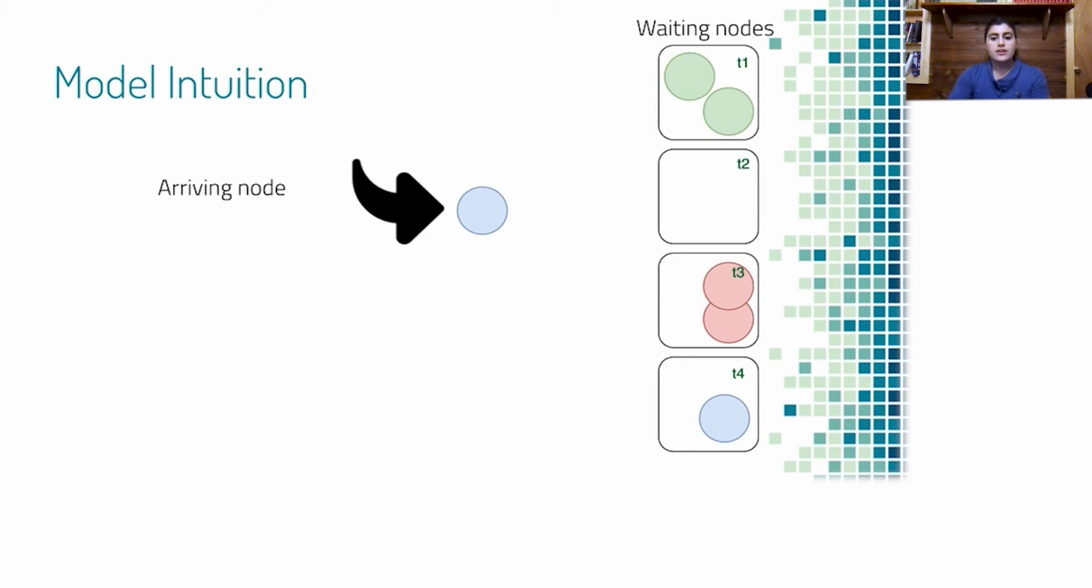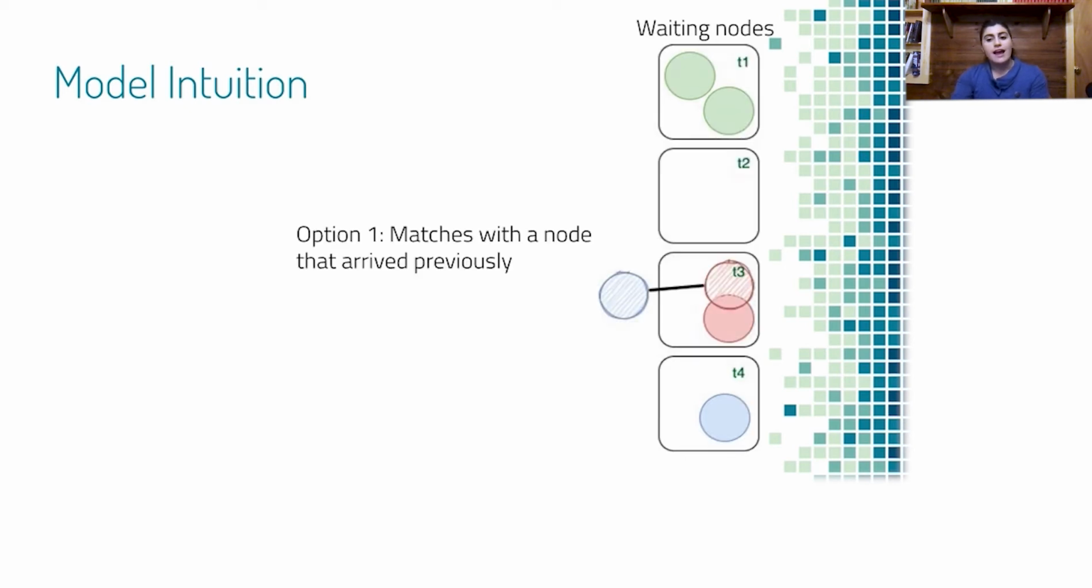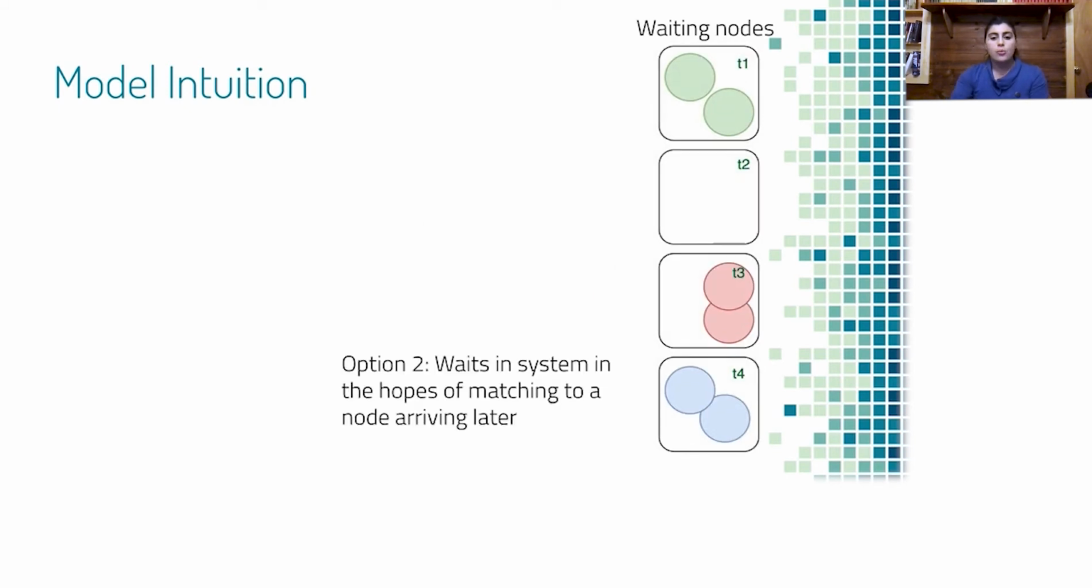So two things could happen. This node could match with a node that arrived previously. Here we see it's matched to this node that's of type T3. And then we would get some value. Or it could wait in the system and hope to match to a node arriving later, right? So if it was matching immediately, we would think, oh, this is a really great match. Let's just do this. But of course, you have to balance that with the tension of maybe something really good will arrive later. Of course, if you're waiting, then it's possible that any of these types might leave. So blue might leave before something good comes along.